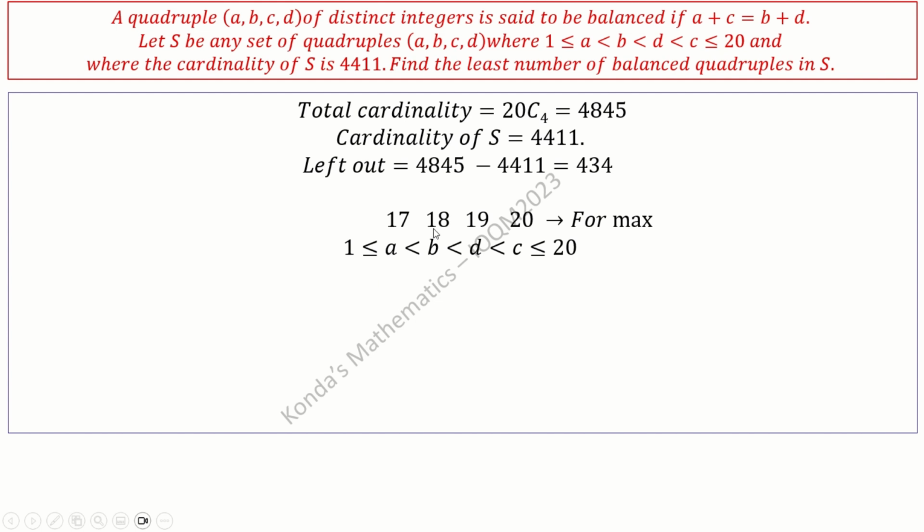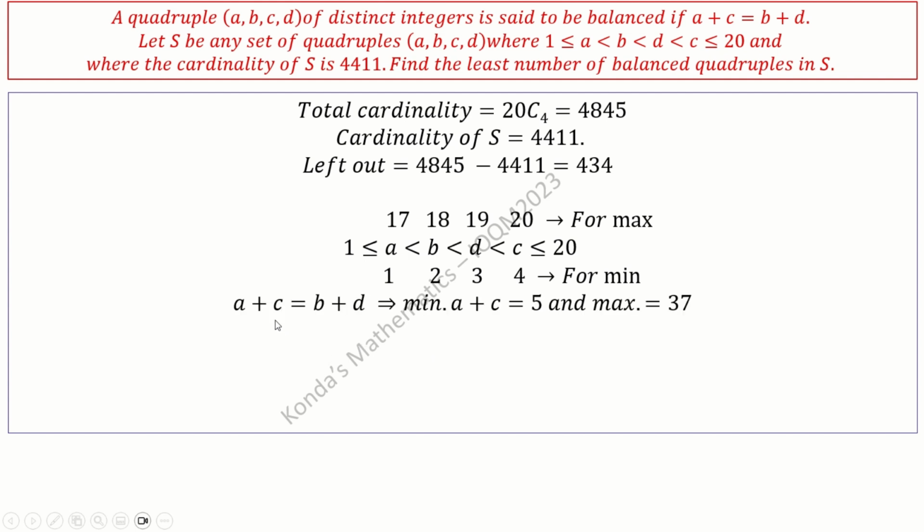Now, if you take A, 1 less than or equal to A, less than B, less than D, less than C, less than or equal to 20, the maximum values can be 17, 18, 19, 20. Right? This is the max value. And the minimum value is 1, 2, 3, 4. So we got the minimum and maximum, right? So A plus C equals B plus D, this is the rule we have to obey, right? So in the minimum case, A plus C equals 5, B plus D equals 2 plus 3. In the maximum case it is 37.